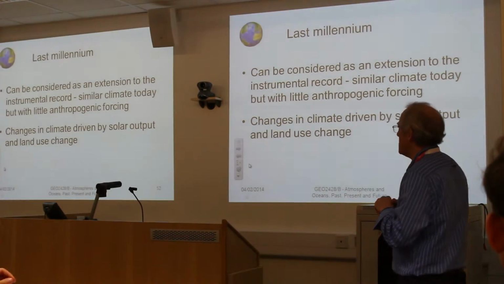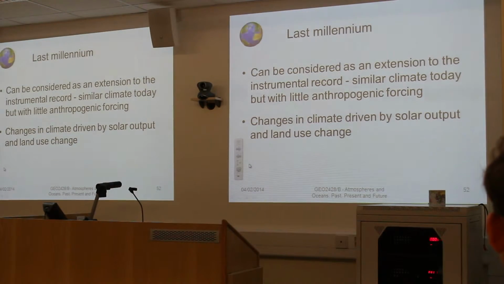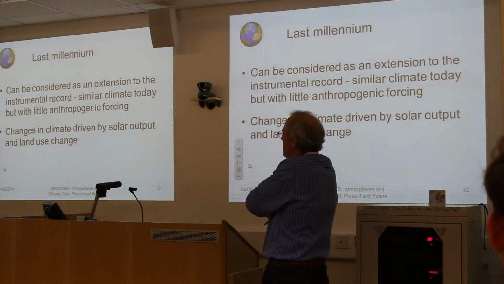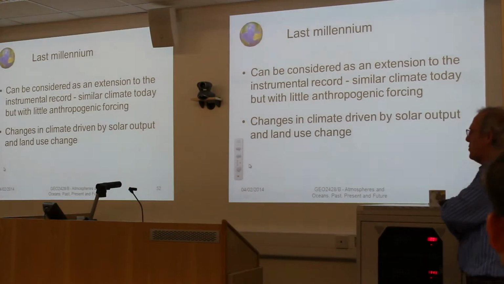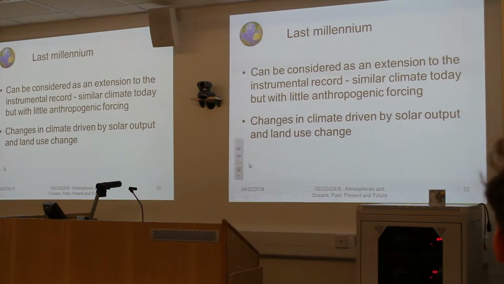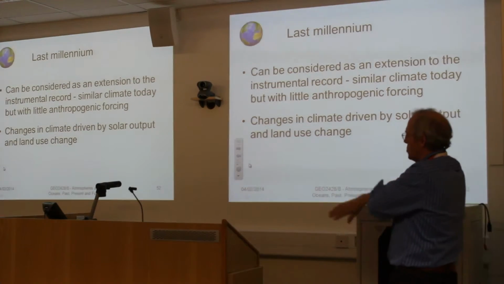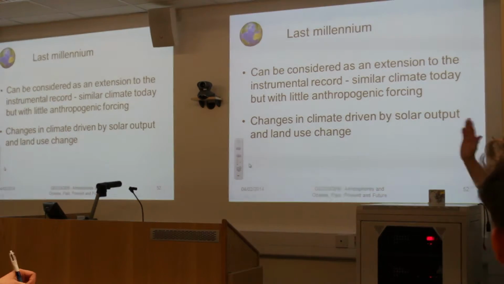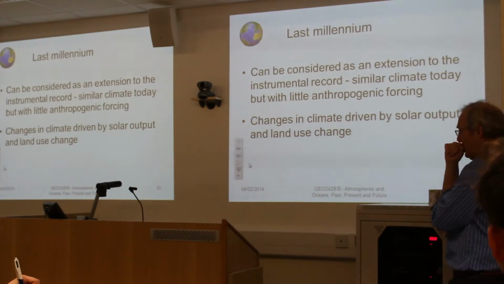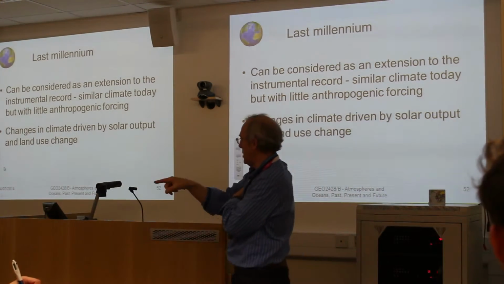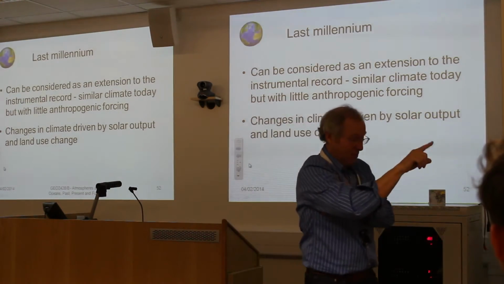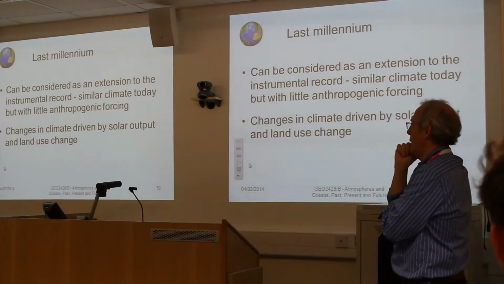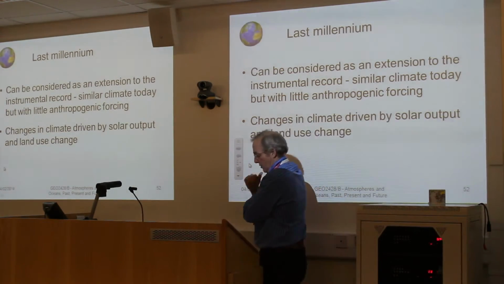The last millennium is crucial because it's obviously the most similar climate we've got to today, with very little, if any, anthropogenic forcing. So it's as near the natural system atmospherically as we can get. Land use change effects are a big problem, but with solar output and volcanicity, let's predict climate back. So in other words, with that graph, instead of stopping at 1800, we take it back to 1000 and see what climate we get without greenhouse gas forcing.